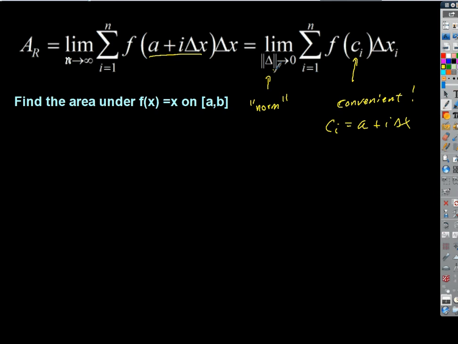If we do that, though, notice that we need to index the widths of the subintervals because now we're not assuming they're all the same. Here, they're all the same. Delta x is just defined as b minus a over n. Here, no. Here they could vary in width. So this is the most general way of stating it.